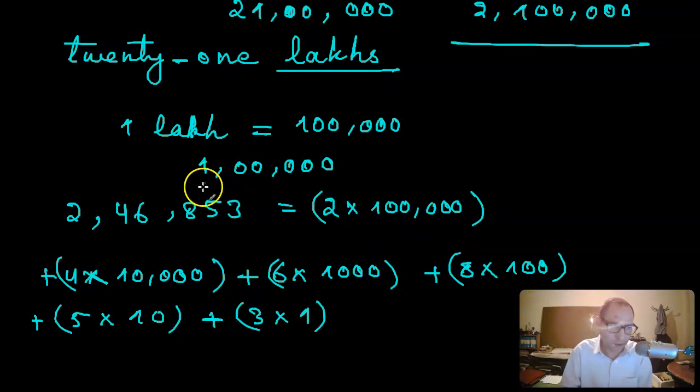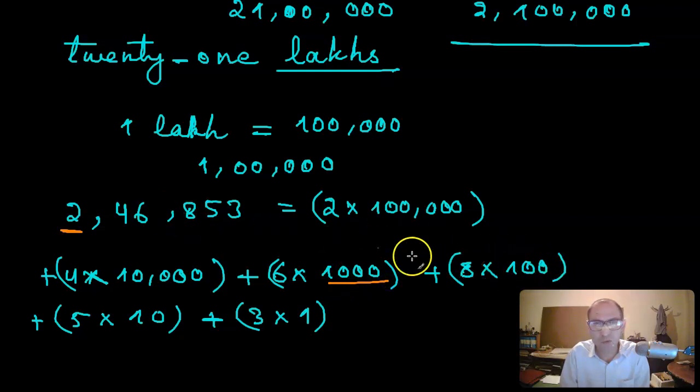And so in this number, the different digits, again, you can say that 2 is at the 100,000th place value, 4 is at the 10,000th place value, 6 is at the 1,000th place value, 8 is at the 100th place value, 5 is at the 10th place value, and 3 is at the 1st place value, right?